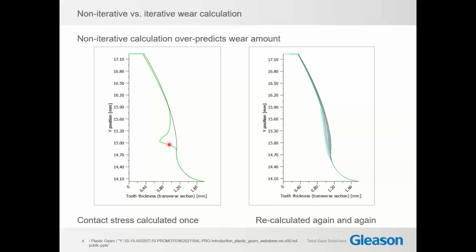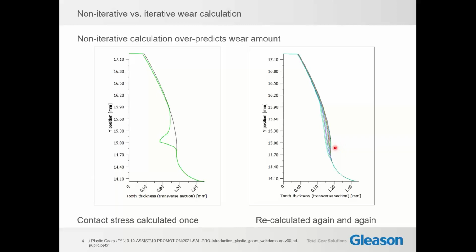The reason is, once some material is removed in this area, then at the start of mesh, this high pressure is relieved. Means the initial wear acts like a root relief. Then the wear is reduced. To consider this effect, we have the iterative wear calculation here on the right side.